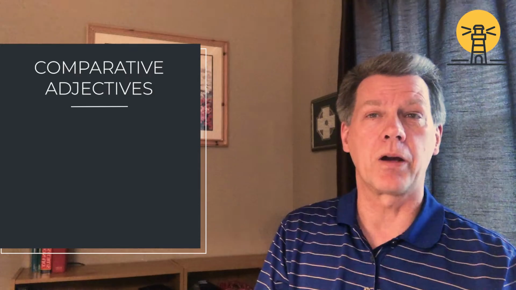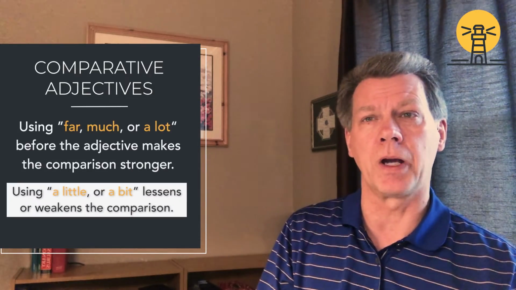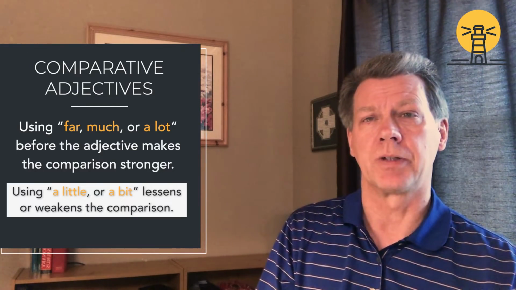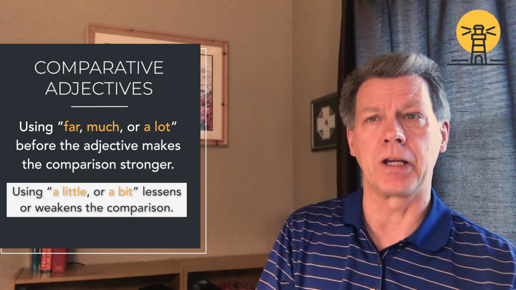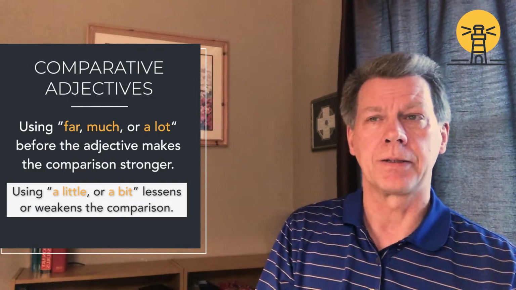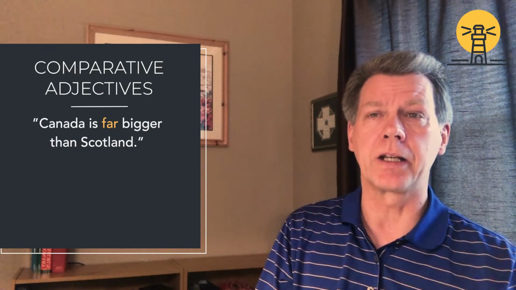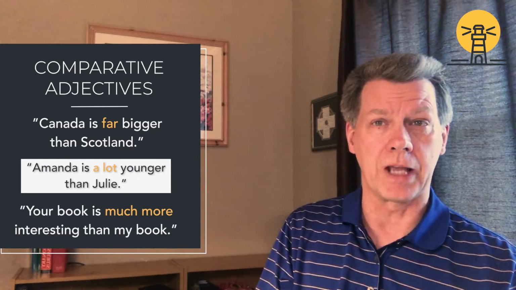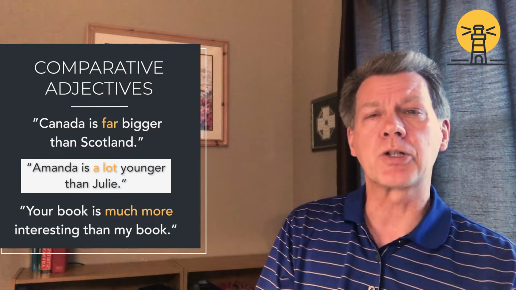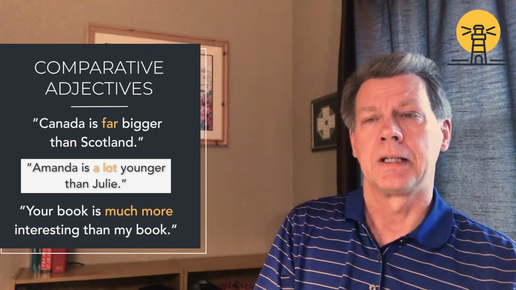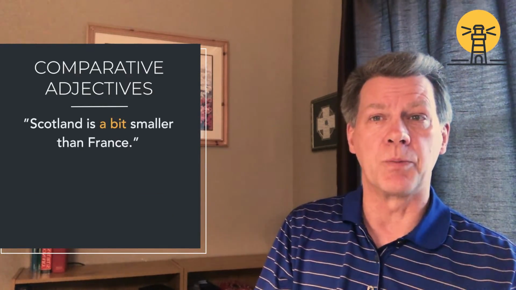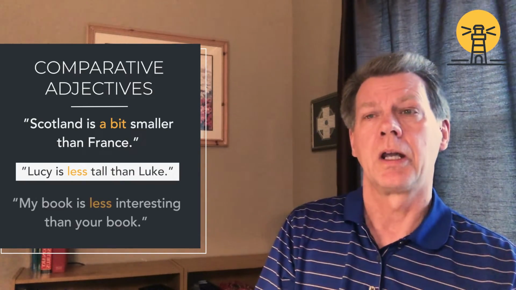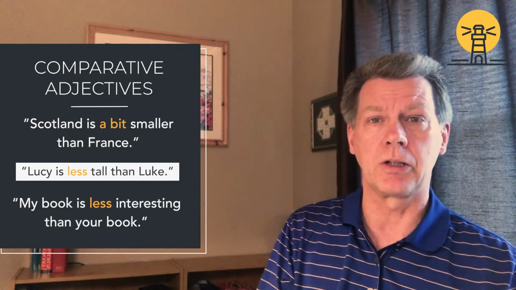We can make the comparison stronger by using the word far or much or a lot before the adjective. And conversely, we can lessen it by using a little or a bit. And the examples here would be Canada is far bigger than Scotland. Amanda is a lot younger than Julie. Your book is much more interesting than my book. And conversely, Scotland is a bit smaller than France. Lucy is less tall than Luke, and my book is less interesting than your book.